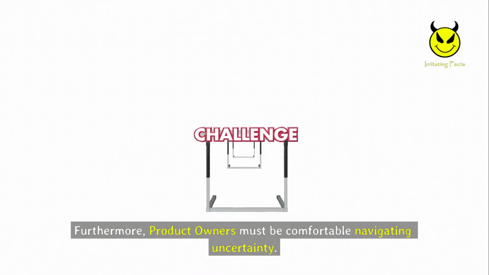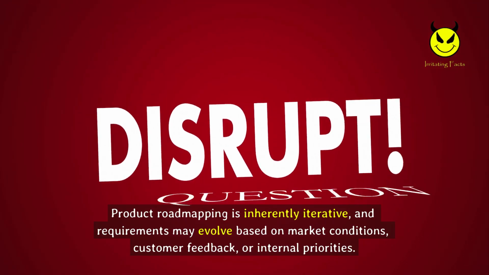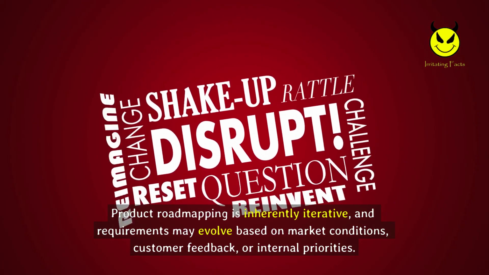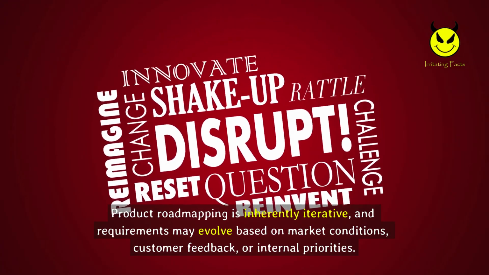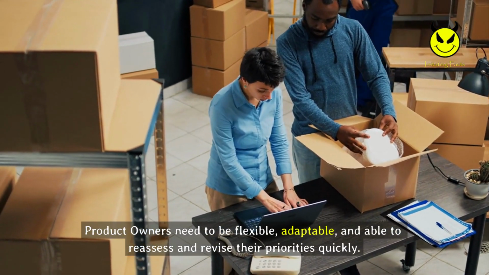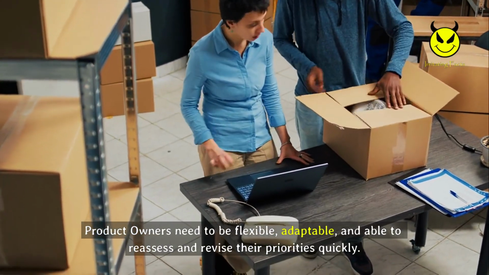Furthermore, product owners must be comfortable navigating uncertainty. Product roadmapping is inherently iterative, and requirements may evolve based on market conditions, customer feedback, or internal priorities. Product owners need to be flexible, adaptable, and able to reassess and revise their priorities quickly.